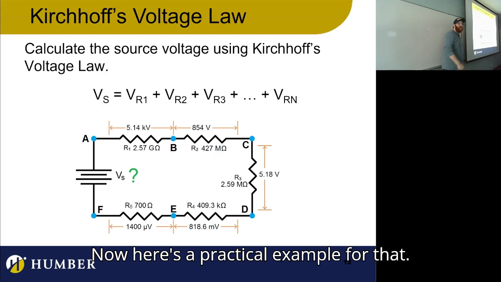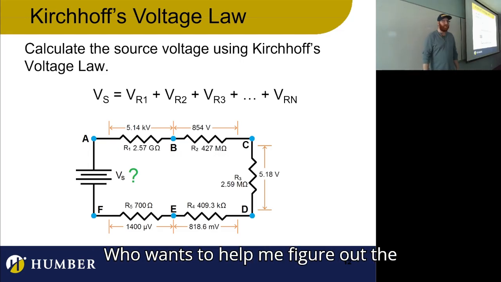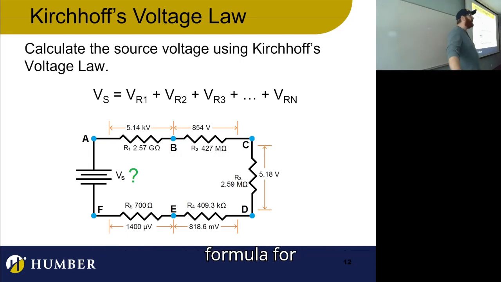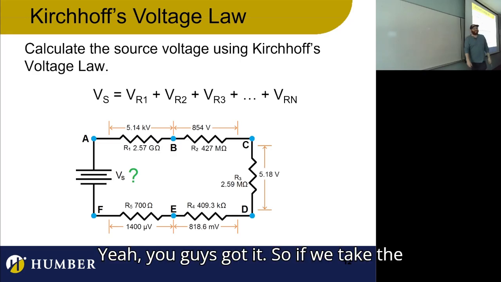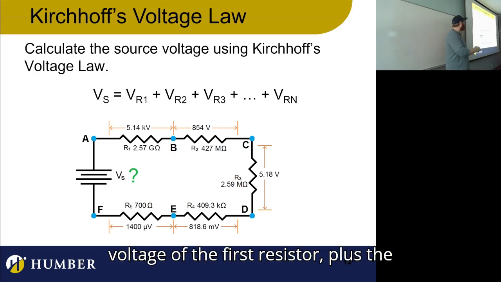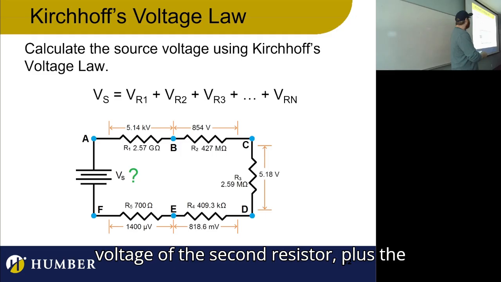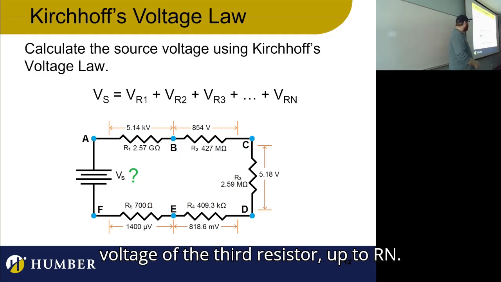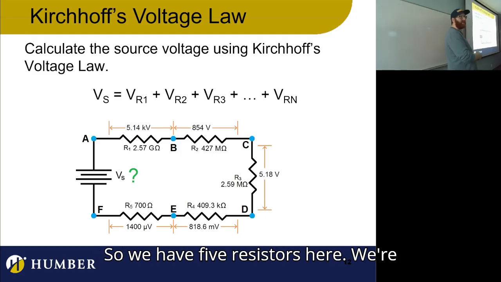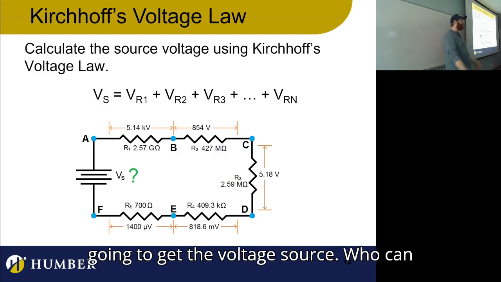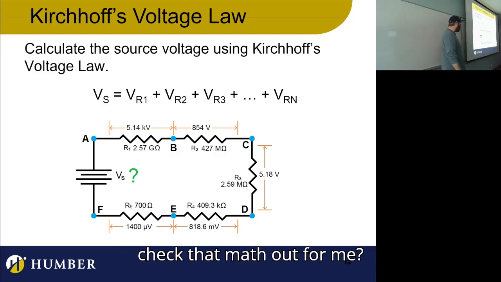Now here's a practical example for that. Who wants to help me figure out the formula for the voltage source? Yeah, you guys got it. So if we take the voltage of the first resistor plus the voltage of the second resistor plus the voltage of the third resistor up to Rn, so we have 5 resistors here, we're going to get the voltage source. Who can chug that math out for me?